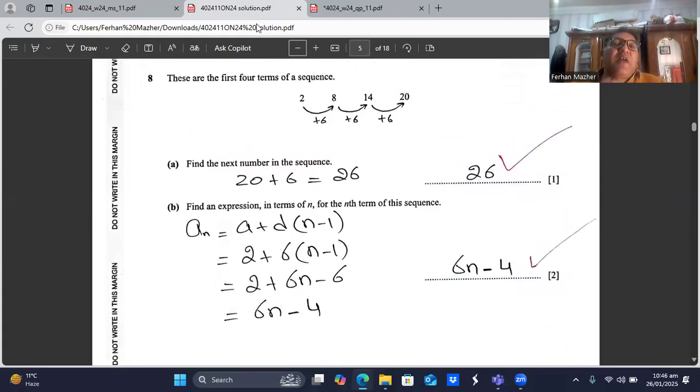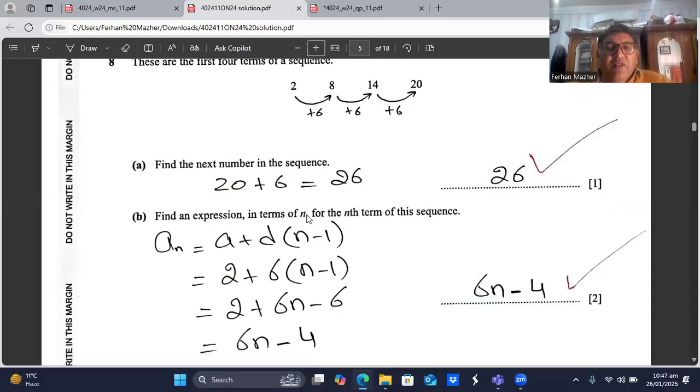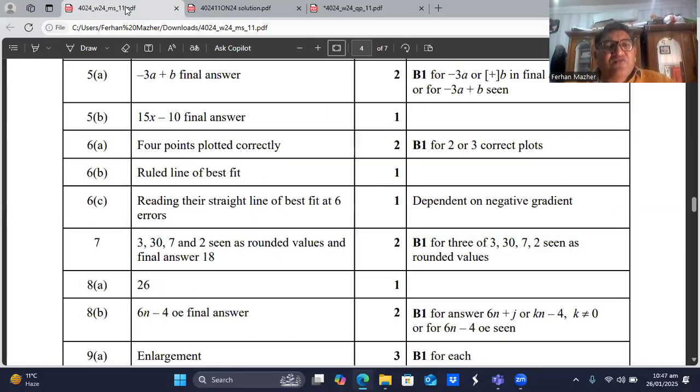a plus d bracket start n minus 1. Here a means the first term of the sequence, which is 2 here. D means the common difference, which is 6 here, and n is n. Okay, so you will have 2 plus 6 bracket start n minus 1 bracket close. So that will be 2 plus 6n minus 6. So that is 6n minus 4. So the nth term for this sequence will be 6n minus 4.